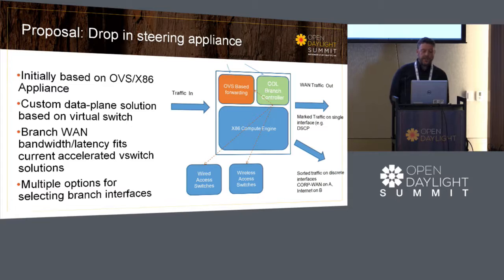And because the data rates on these WAN interfaces are on the order of hundreds of megabits, not tens or hundreds of gigabits, it seems reasonable to think that a software-based forwarding plane would be able to keep up with this.